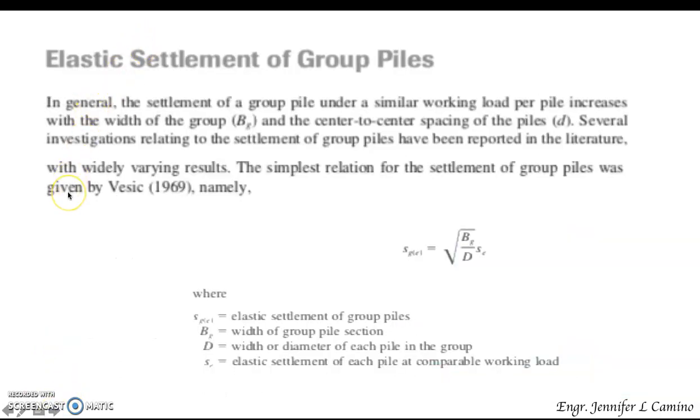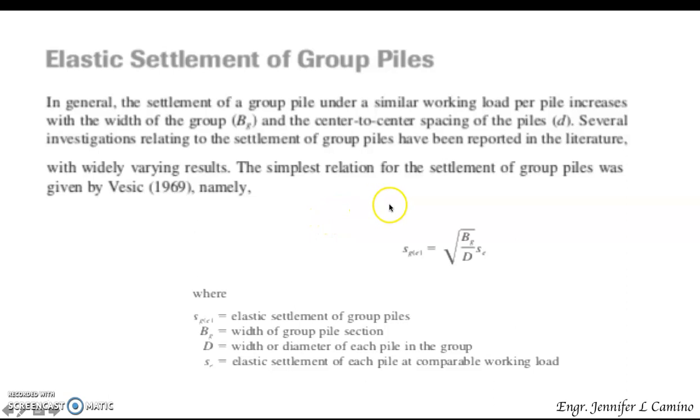So we move on to elastic settlement of group pile. In general, the settlement of group pile under a similar working load per pile increases with width of the group, B sub G, and the center-to-center spacing of the pile, small d. Several investigations relating to the settlement of group pile have been reported in some literature with widely varying results.